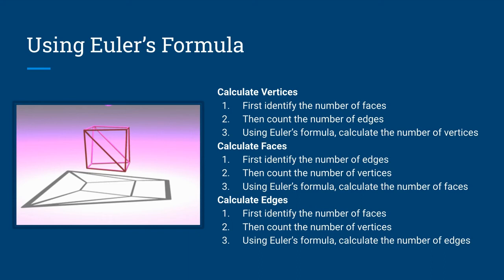So how you'd use it is, if you need to calculate vertices, you'd first identify the number of faces, then count the number of edges, and finally, using the formula, you would calculate the number of vertices. And you'd use this for faces as well, except first you'd identify the number of edges, then count the vertices, and then use Euler's formula to count the number of faces. And finally, for calculating edges, you would first identify the number of faces, then count the number of vertices, and finally use Euler's formula to calculate the number of edges.